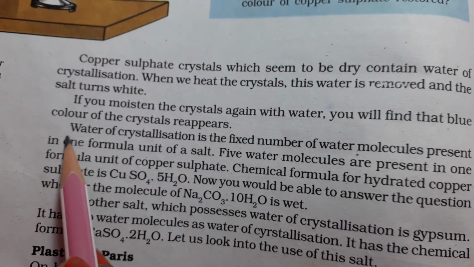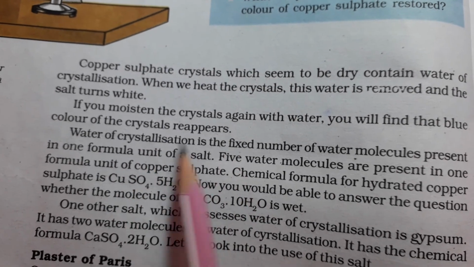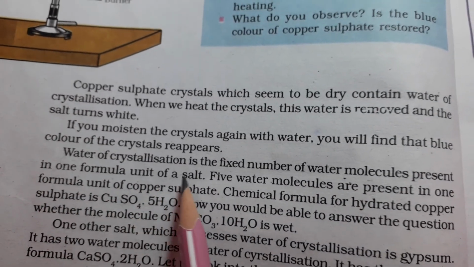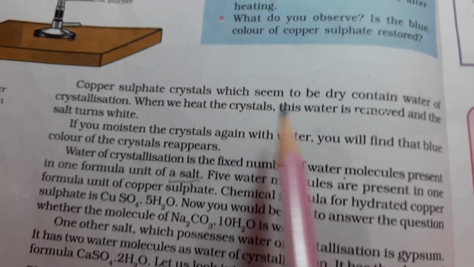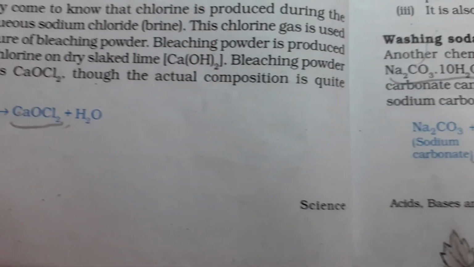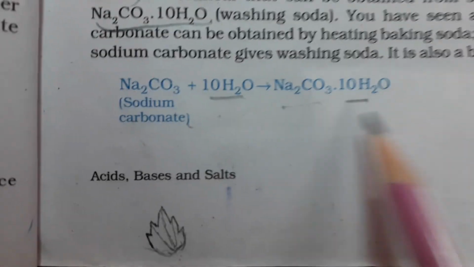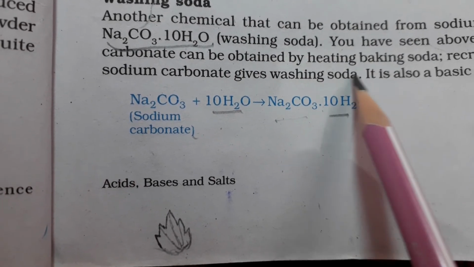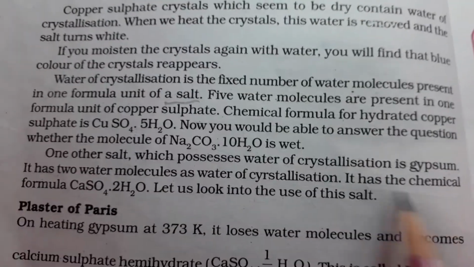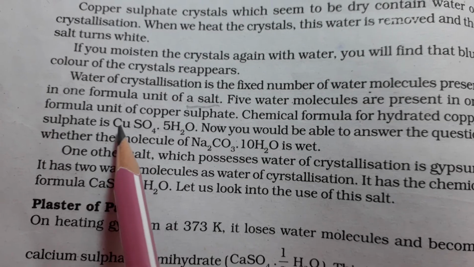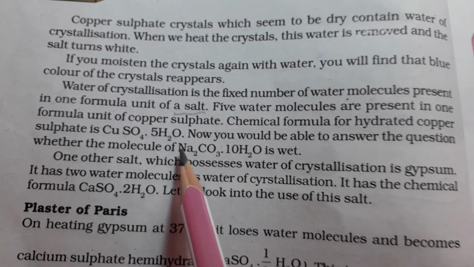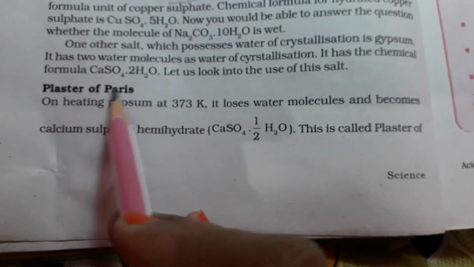Now we will see water of crystallization. What is water of crystallization? It is a fixed number of water molecules present in one formula unit of a salt. As you saw earlier, washing soda contains Na2CO3.10H2O, so here 10H2O molecules are the water of crystallization. Other salts, like copper sulfate, have 5 molecules of water of crystallization. In the same way, we see plaster of Paris.